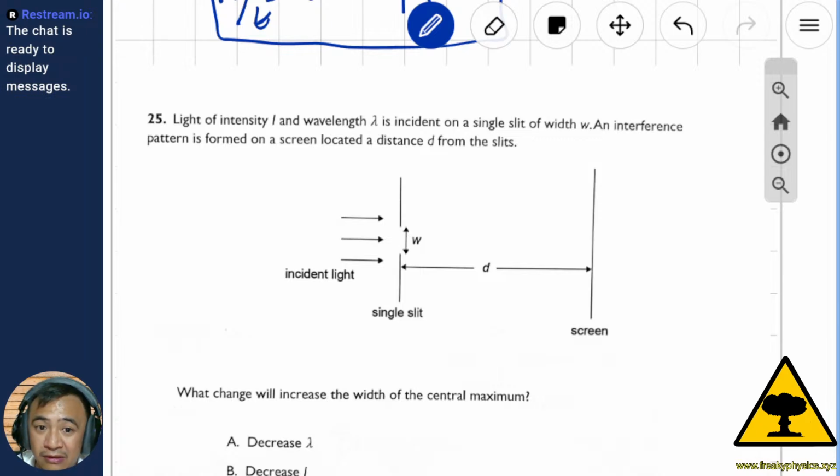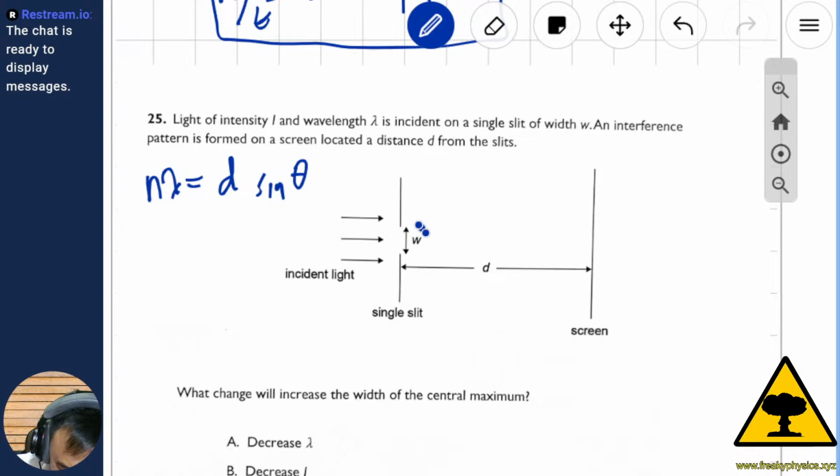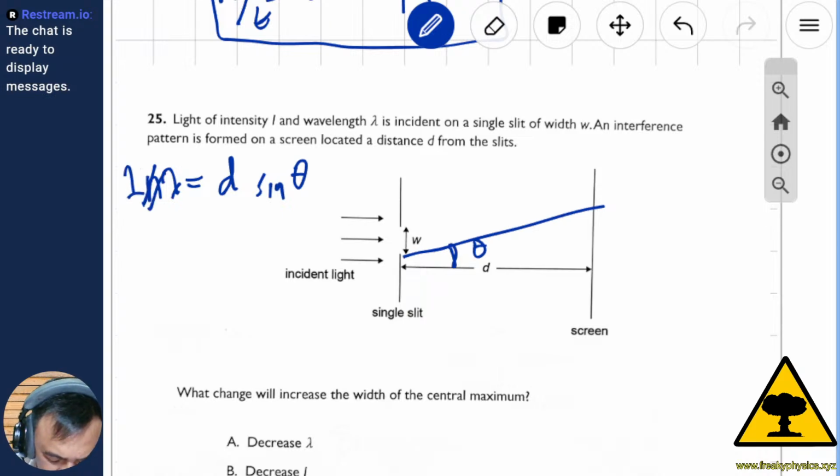All right. So first of all, where's the data booklet? Let's take a look. The formula is under wave phenomena. Okay, here. That's the formula: n lambda equals d sine theta, right? If you draw this properly, this is going to be your theta here. What's our n in this case? We can usually just assume that n is 1. So from here, what we can figure out is lambda is proportional to d, right?